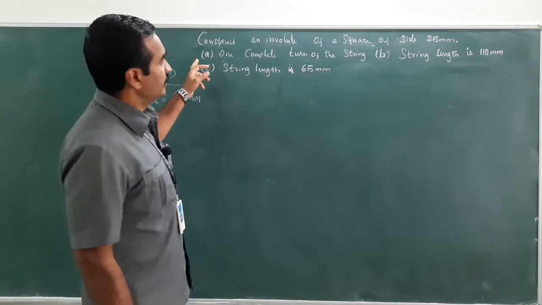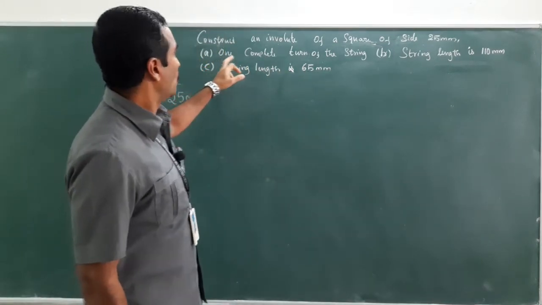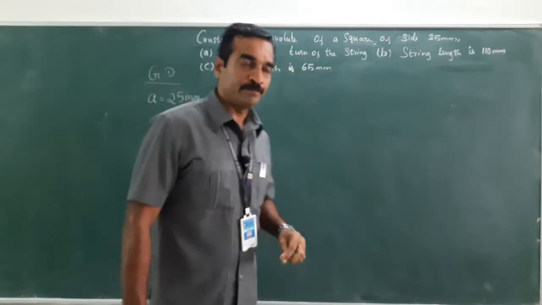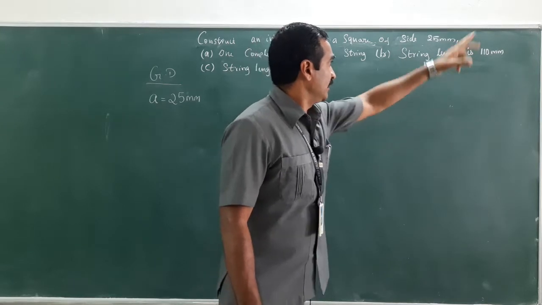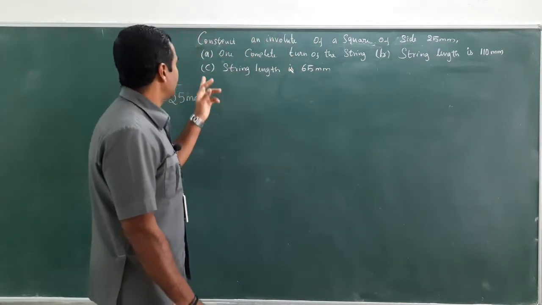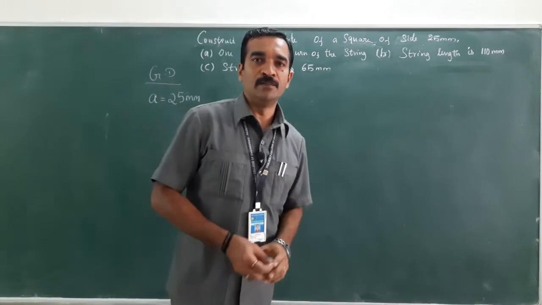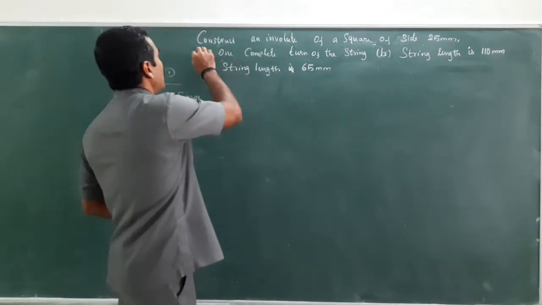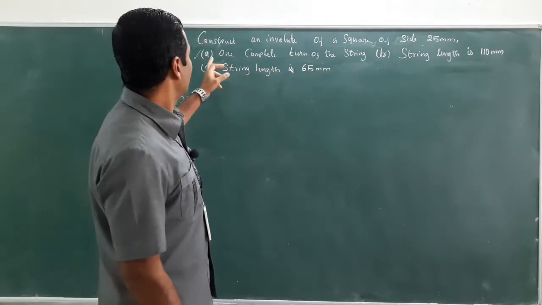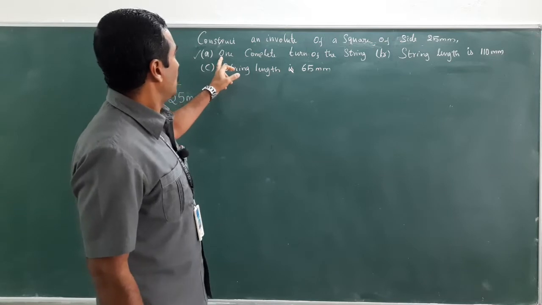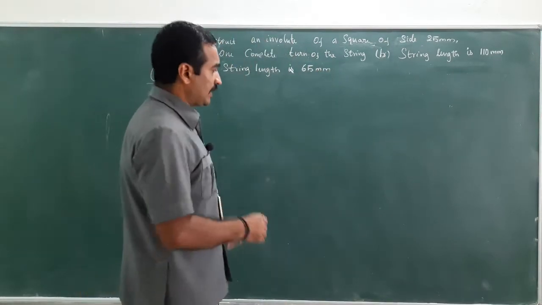There are three conditions in this question. The first condition says one complete turn of the string. The second is string length 110 mm, and the third is string length 65 mm. Let me solve them one by one. First, let me choose condition number 1, where it says one complete turn of the string. What exactly does that mean?